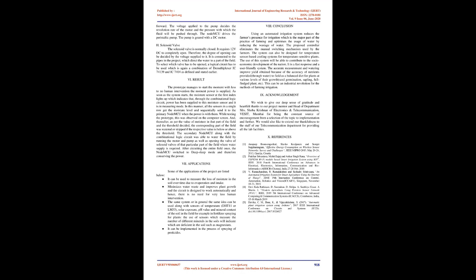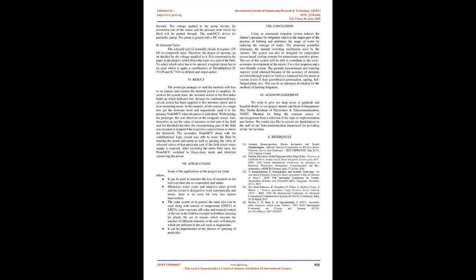H. Solenoid valve. The solenoid valve is normally closed. It requires 12V DC to completely open. Therefore, the degree of opening can be decided by the voltage supplied to it. It is connected to the pipes in the project, which direct the water to a part of the field. To select which valve has to be opened, a logical circuit has to be used, which is again a combination of demultiplexer IC74139 and IC7404 as defined and stated earlier.